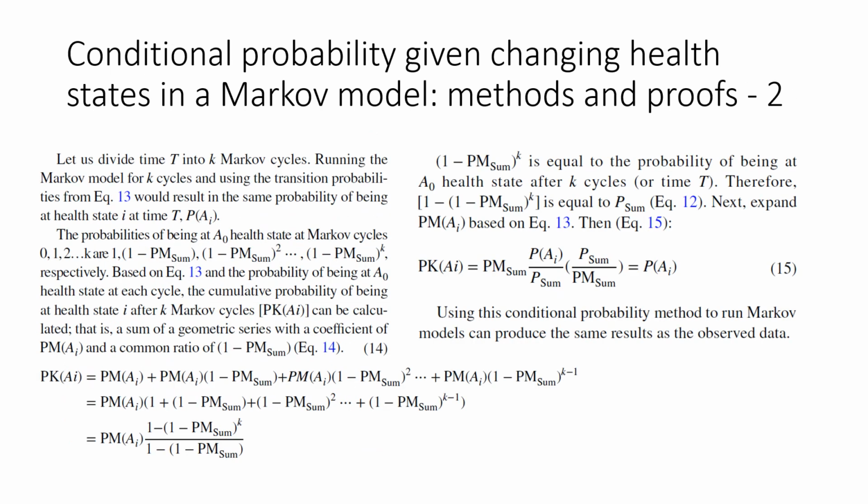Let us divide time t into k Markov cycles. Running the Markov model for k cycles and using the transition probabilities from equation 13 would result in the same probability of being at health state I at time t from the observed data.